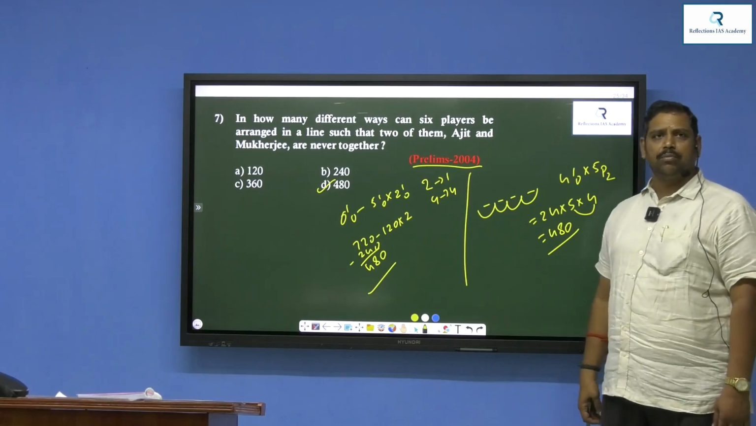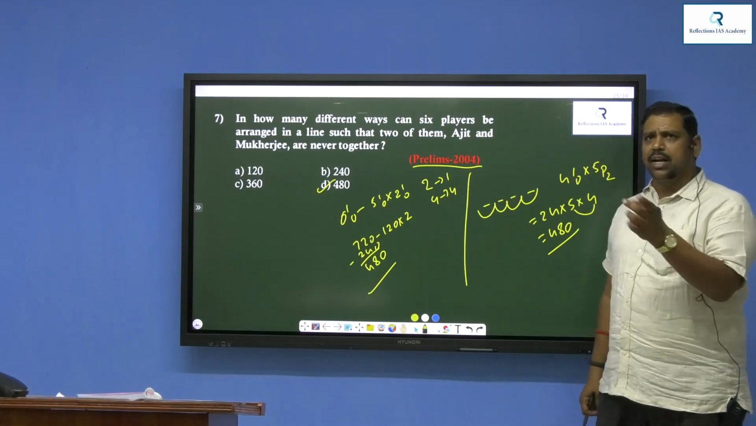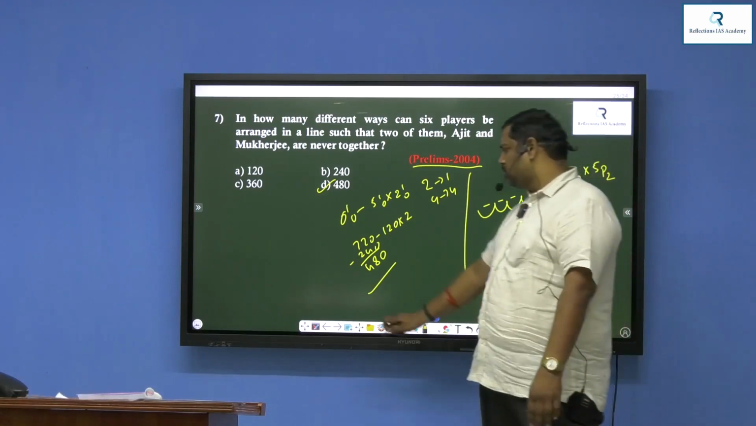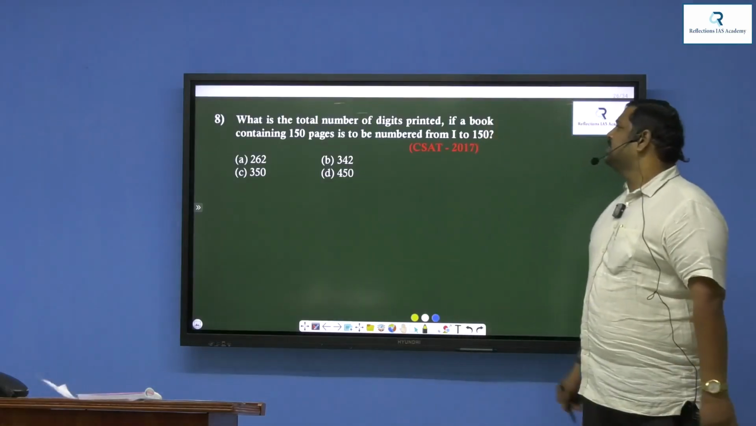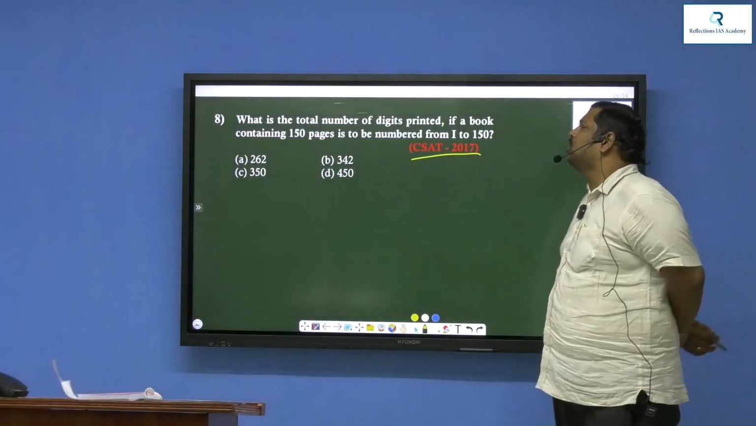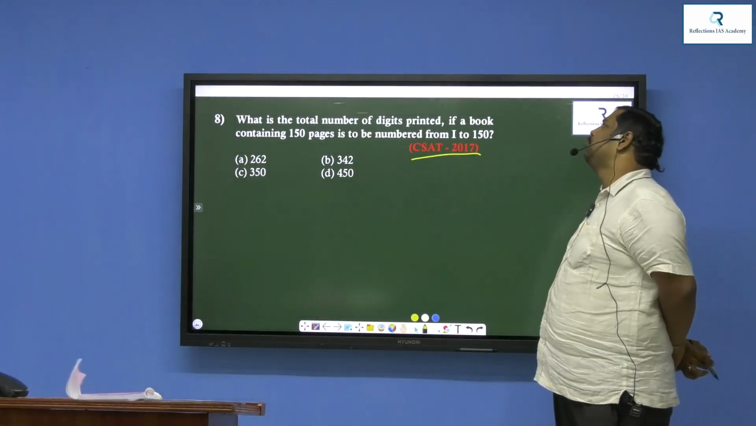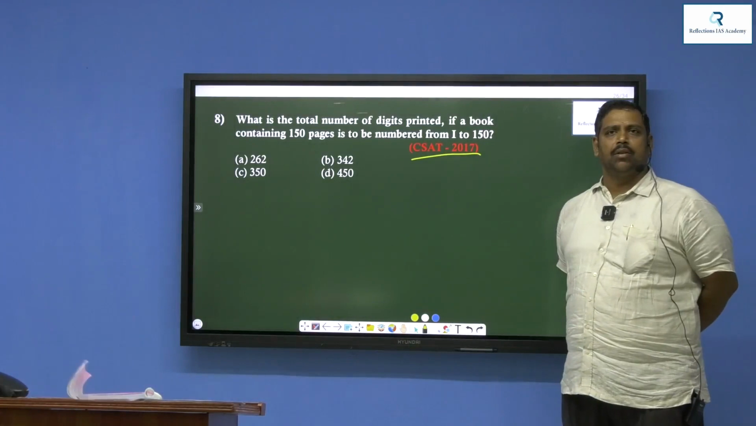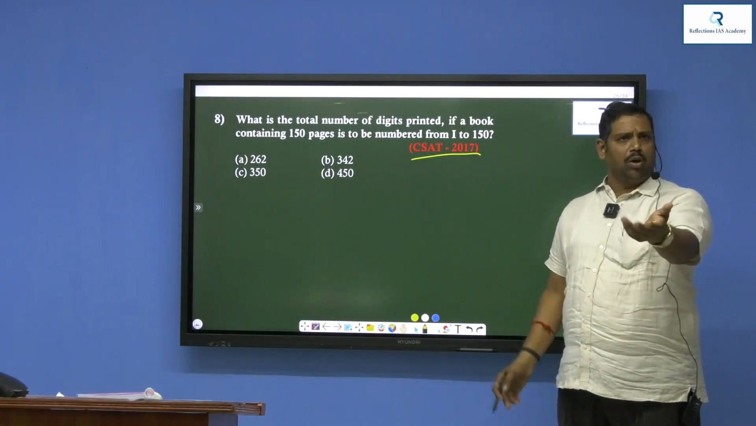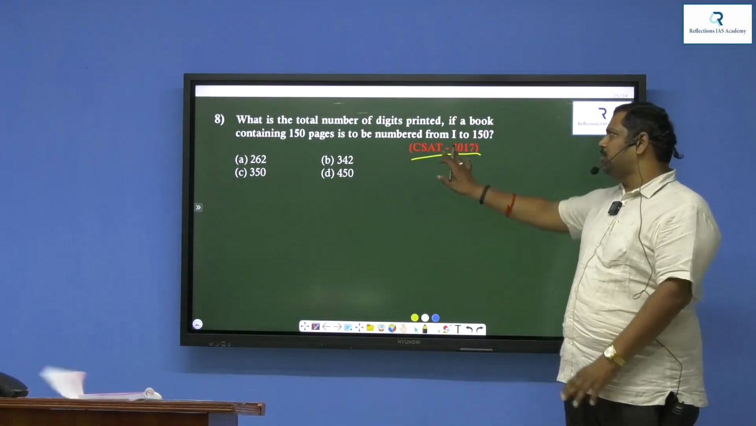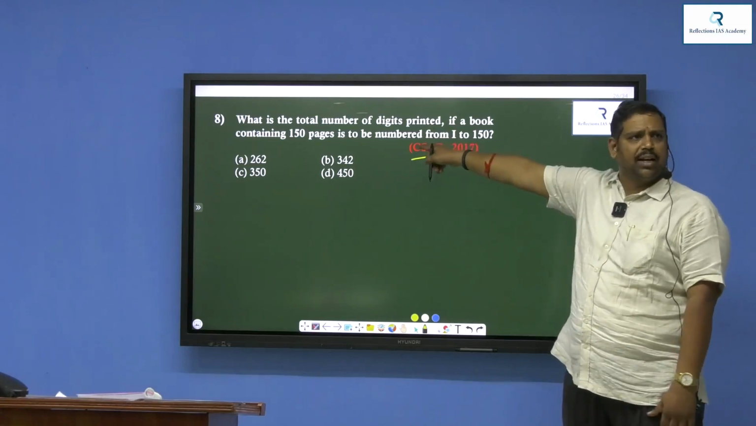Prelims 2004. These are not direct questions, right or wrong? Nowadays you are not finding that. CSAT 2017. What is the total number of digits printed if a book containing 150 pages is to be numbered from 1 to 150? A 150 page book is there, you have to count it, right or wrong? It is not permutation, it is not combination, but it is a counting technique, right or wrong?